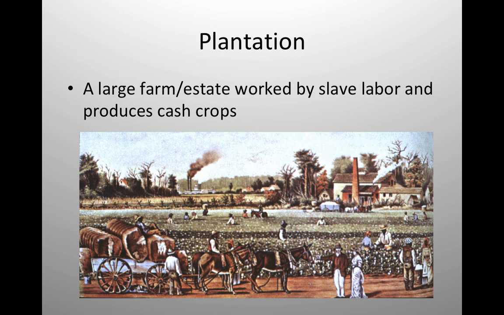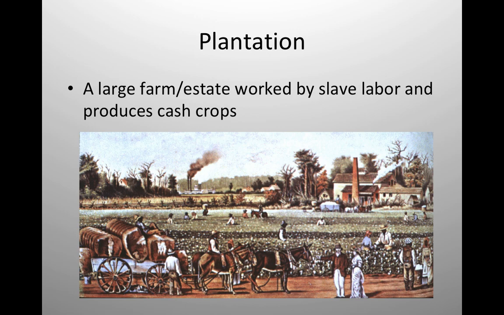And then it produces something called cash crops. So cash crops, we're going to see on the next slide, are crops that are for profit. This is not a small farm where the farmer is growing crops to feed his family and maybe just sell a little bit at a farmer's market. These are huge farms that produce a lot of one item. Maybe it's rice, maybe it's cotton, maybe it's corn, and they produce a huge amount of it because they're looking to make a profit. They're looking to make some money, lots of money.